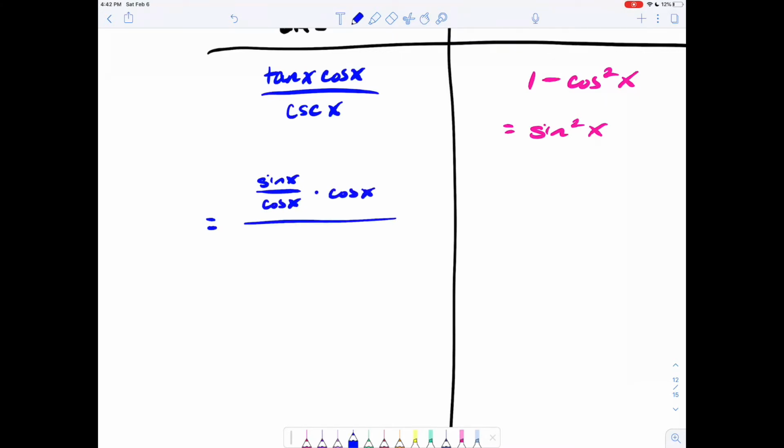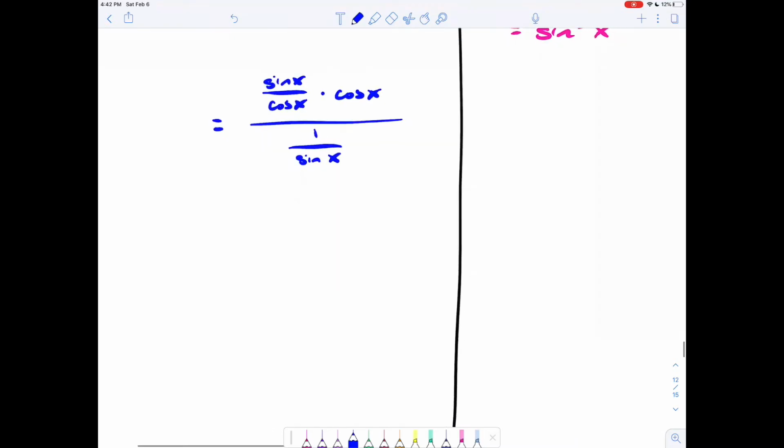And I can say that cosecant is 1 over sine, of course, keeping my variables present for the entirety of this thing. Well, on top, hey, check that out. These two will cancel each other out, and I'll just be left with sine x. On the bottom, I have 1 over sine x.